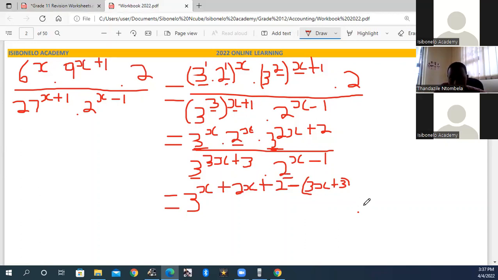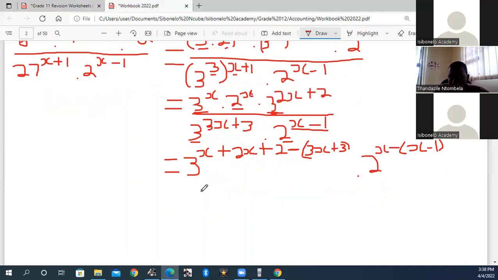And then we come to the bases of 2 and 2. So these bases are the same. So we take one base, 2, and then x, because in the division we subtract the exponents. So it will be x minus the x minus 1. Don't get confused: x minus 1.